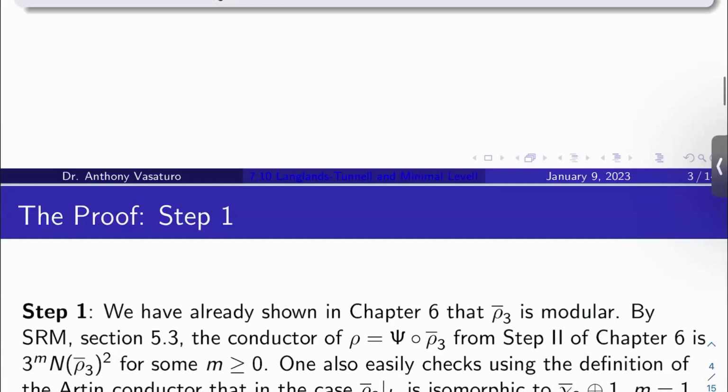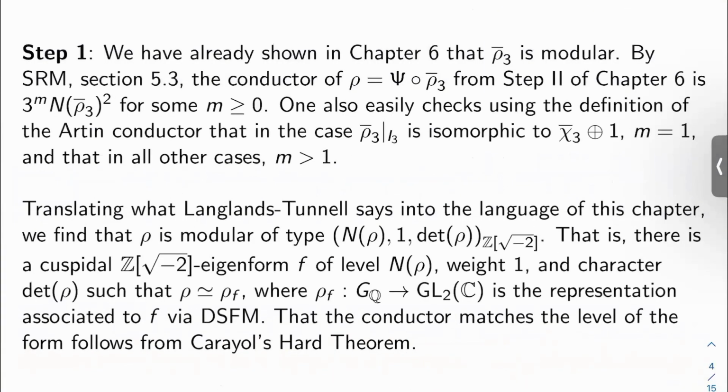Okay, so let's prove this. This is difficult, actually. So step 1, we already showed in the Langlands' tunnel chapter 6 that rho bar 3 is modular. And by a result in the Serre conjecture paper in section 5.3, the conductor of rho, which is psi composed with rho bar 3 from step 2 of chapter 6, so this is when we embedded into the GL2 of that number field Z adjoin root -2, the conductor there is 3 to the m times the conductor of rho bar 3 squared for some m non-negative.